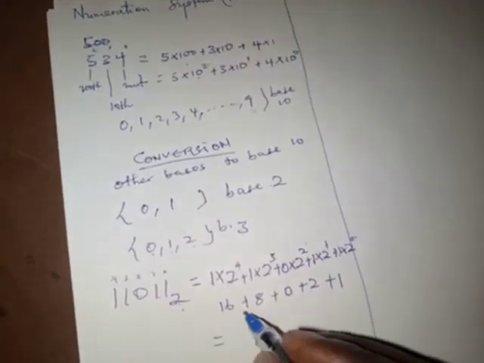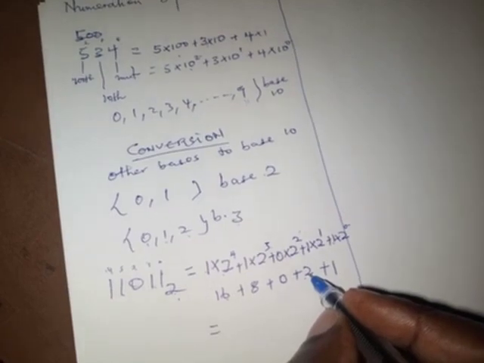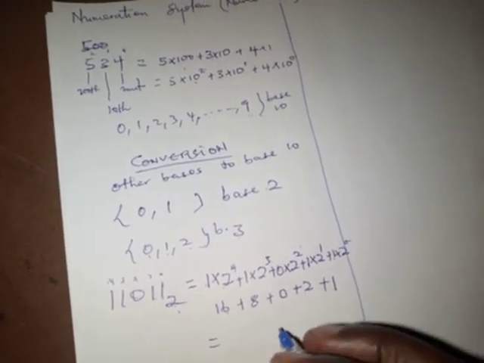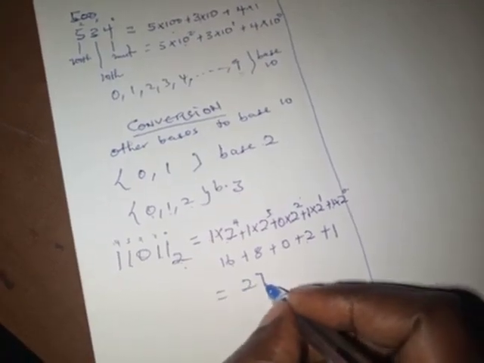And if you add all these things, this is 24, 26, and then 27 in base 10. You have converted it.